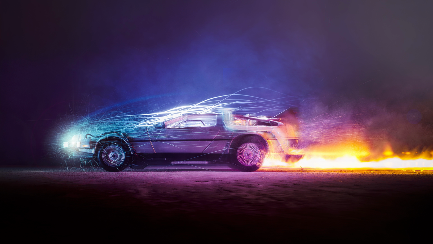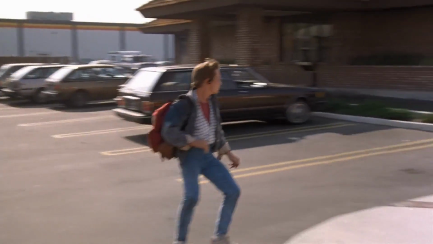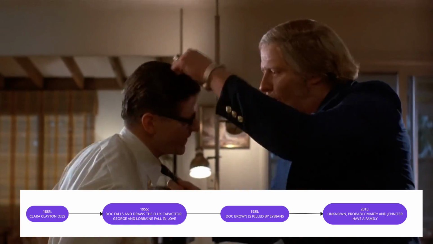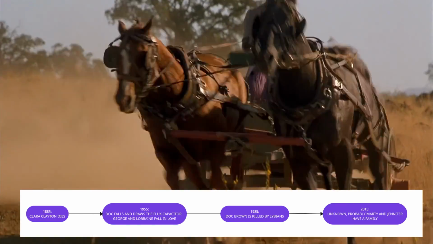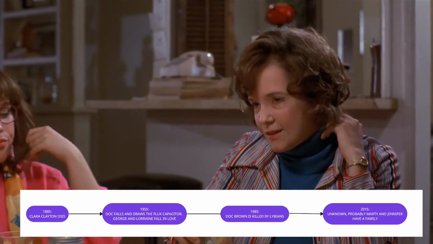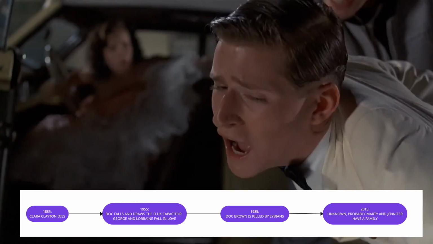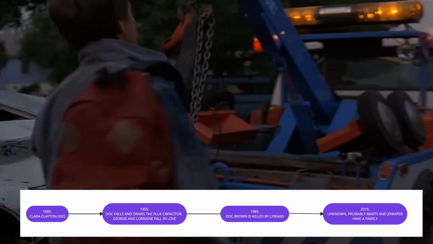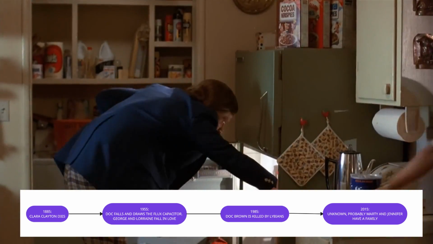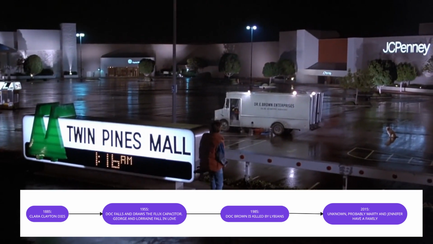So here they are. Twin Pines Mall timeline. This is the original timeline, the one we see at the beginning of the first movie. In 1885, Clara dies. George and Lorraine fall in love after George is hit by her father's car. George does not punch Biff in 1955, so Biff continues to taunt and bully him. And there's the Twin Pines Mall.